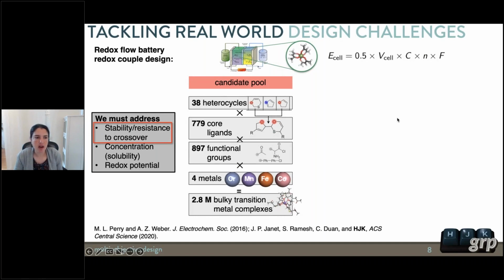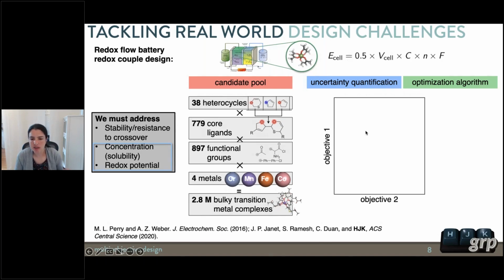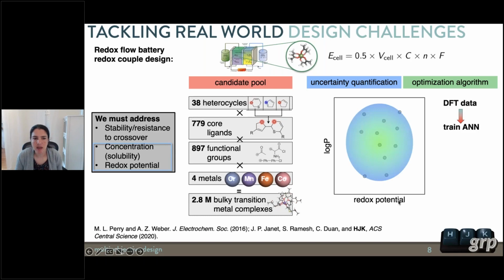So rather than pre-training a machine learning model and doing this optimization, we used an active learning approach where we combined uncertainty quantification with the efficient global optimization algorithm to go out and explore the space. And I'll show this as a cartoon on this slide, and then I'll show it with real data on the next couple of slides. So we optimize solubility by optimizing the log P and the redox potential. We go out and we collect some DFT data. We can then train a neural net and ask the neural net, what do you think of these 3 million compounds?